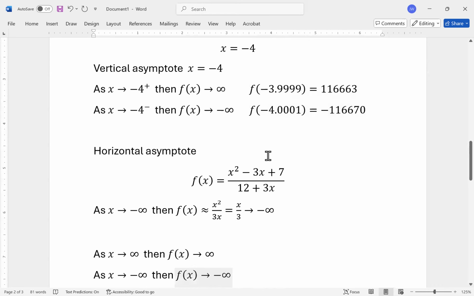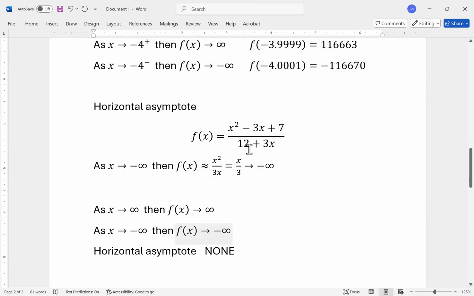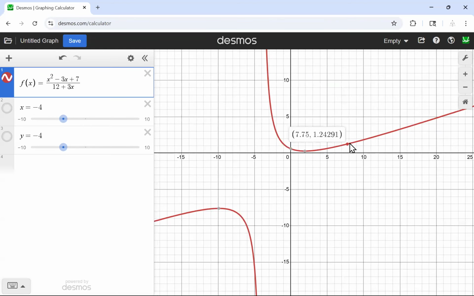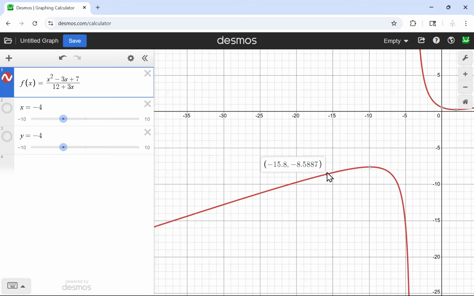Let's go ahead and graph this and confirm what we already know. If I graph this rational function on Desmos, I get this. Notice that as we move out and to the right, our function just keeps growing and growing and growing. As we move to the left, our function keeps going down and down and down.